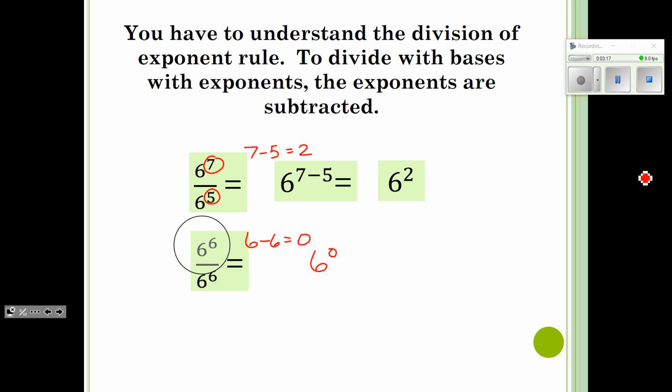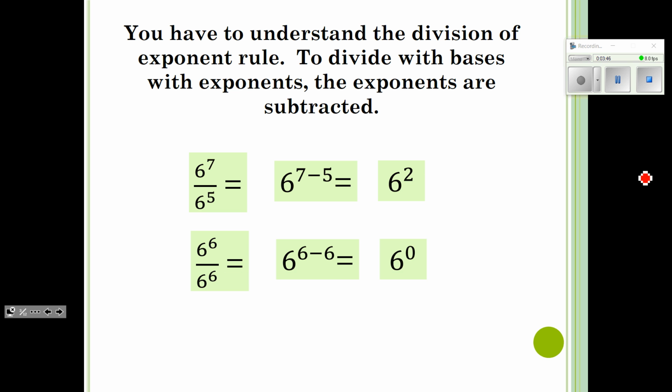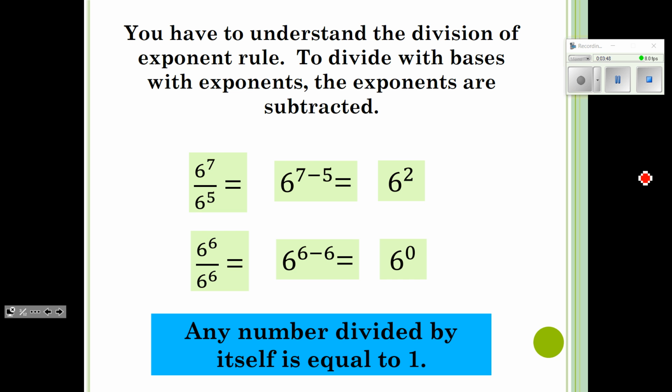Well, any number divided by itself equals 1. So you have 6 to the 6th power divided by itself, just like 7 divided by 7 equals 1. Anything divided by itself equals 1. So any number to the 0 power is the same thing as dividing that by itself, and it always results in 1. You need to know that as we evaluate the problems that you have on your paper today. Just remember that any base raised to the 0 power is going to be 1.